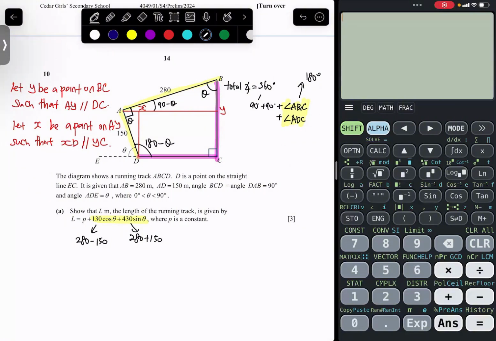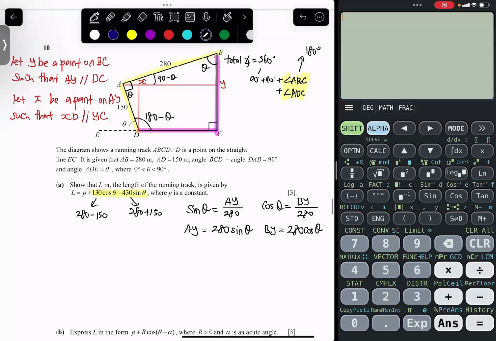Based on triangle DAY, we can see that sine theta equals AY over 280, so AY equals 280 sine theta. Same thing, cos theta equals DY over 280, so DY equals 280 cos theta. So that's two things. Then based on triangle AXD, sine theta equals XD over 150, so XD equals 150 sine theta. Cos theta equals AX over 150, so AX equals 150 cos theta.